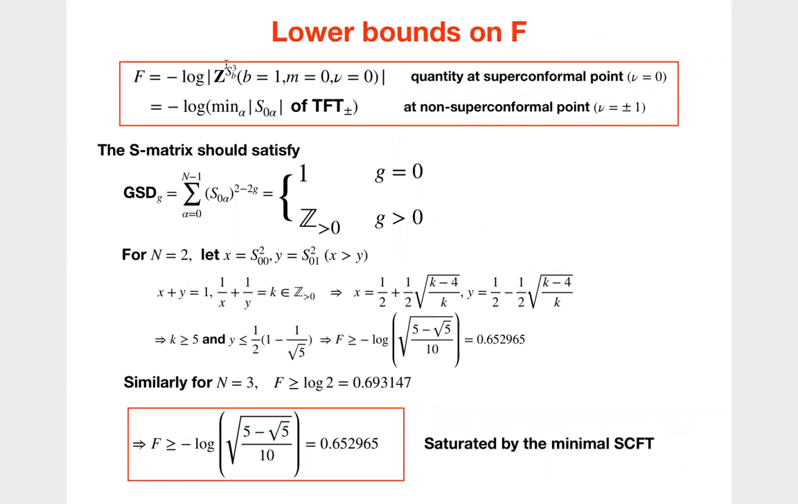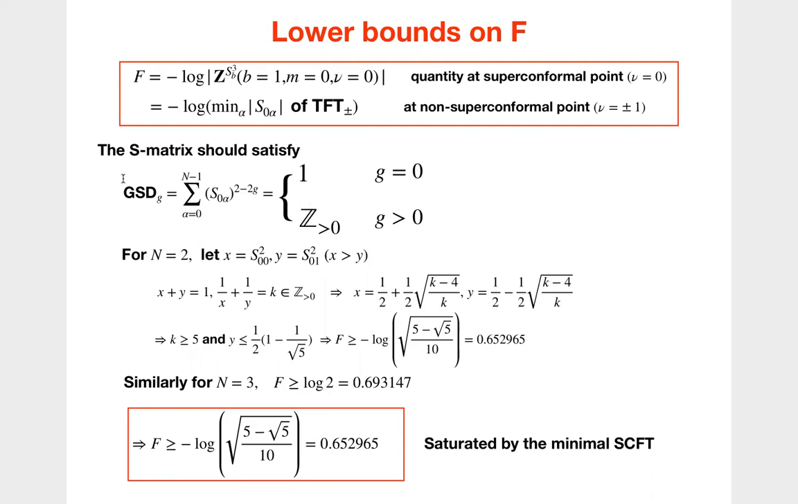So another nice application of this correspondence is that, using it, we can derive the lower bound on F in a very simple way. We know that using the S matrix, we can express the ground state degeneracy of genus g Riemann surfaces in this way. For genus zero, for all topological field theories, the ground state degeneracy should be one. And for higher genus cases, this should be some natural numbers.